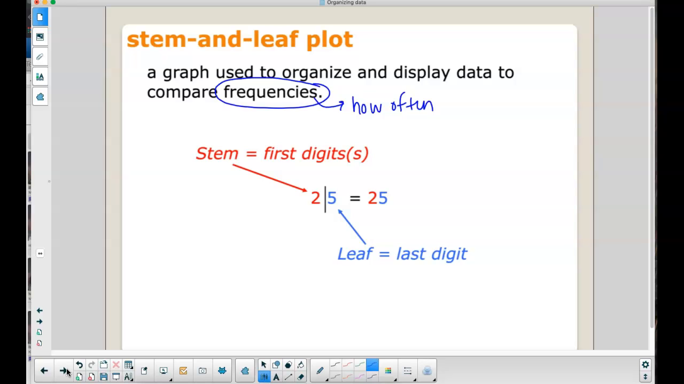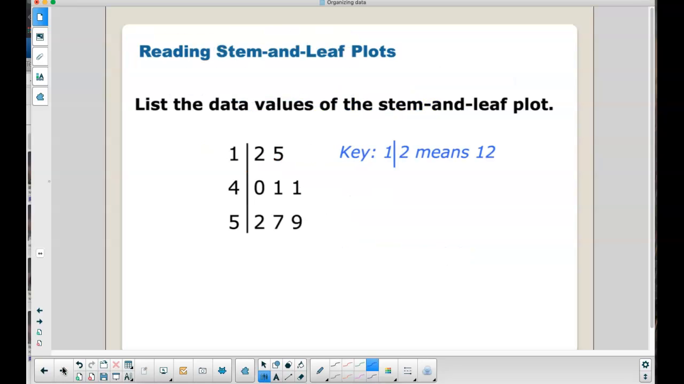Okay, so a stem and leaf plot, we have the stem is the first digit, the leaf is the last digit, and we see that 2 line 5 means 25. Okay, flip the page in your notes packet. So you are going to have a couple problems on your homework that ask you just to list the data values. Okay, and it'll always give you a key. 1 line 2 means 12. So can you tell me the data values in that first line? Perfect. 12 and 15. The 1 goes with the 2 to make it 12, and the 1 goes with the 5 to make it 15.